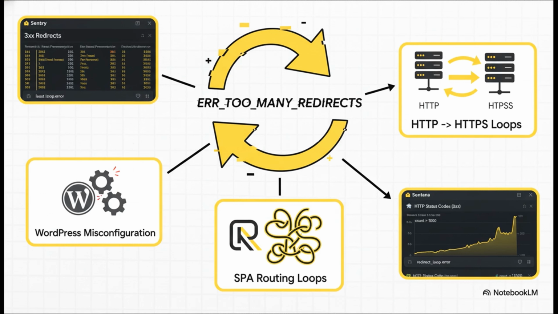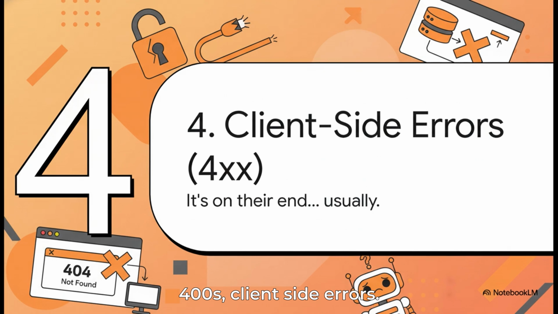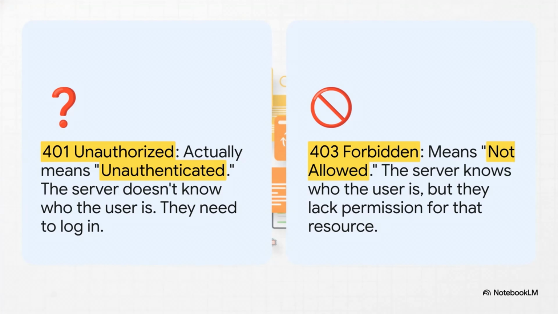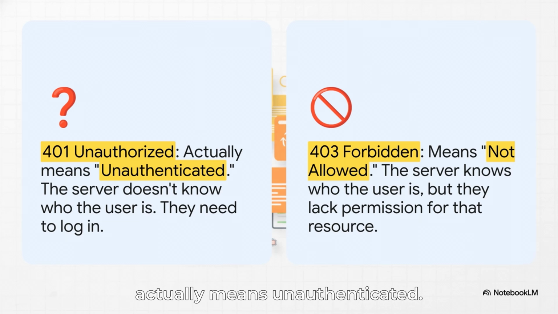All right, now for the 400s, client-side errors. When you see a 4XX code, the server is basically saying, hey, I'm working just fine. The problem is with the request you sent me. Now let's clear up the single most common point of confusion, 401 versus 403. A 401 Unauthorized actually means unauthenticated. The server is asking, who are you?